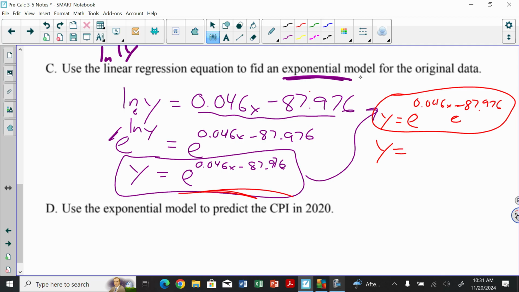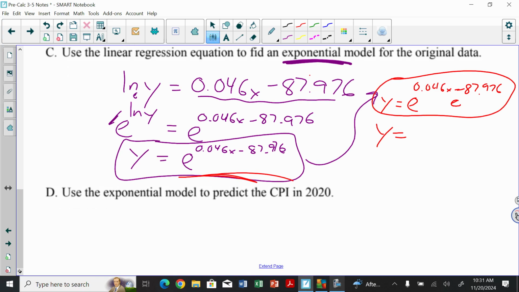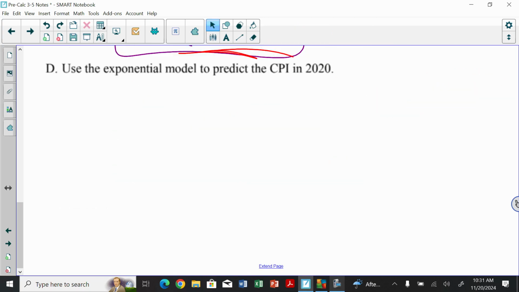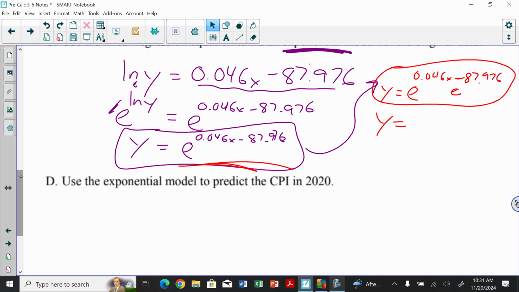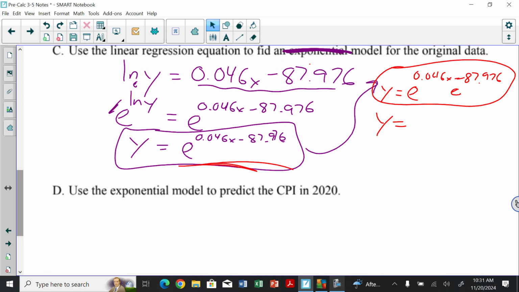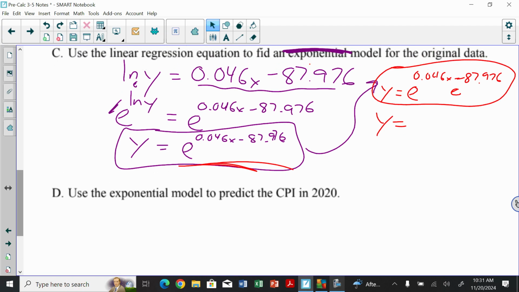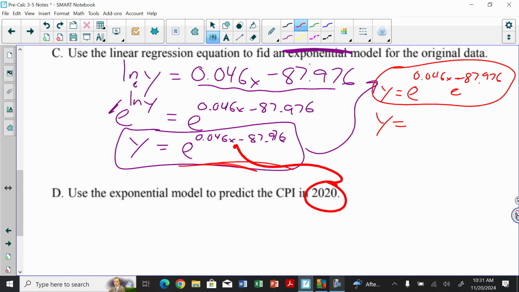All right, and finally, the last thing then is what do we do next? Well, we're trying to predict with that model in 2020. So all I would have to do is plug 2020 into x right here. Again, I could do it here if it's nice and works out, but plug 2020 in there, and I end up getting my prediction for the year 2020.